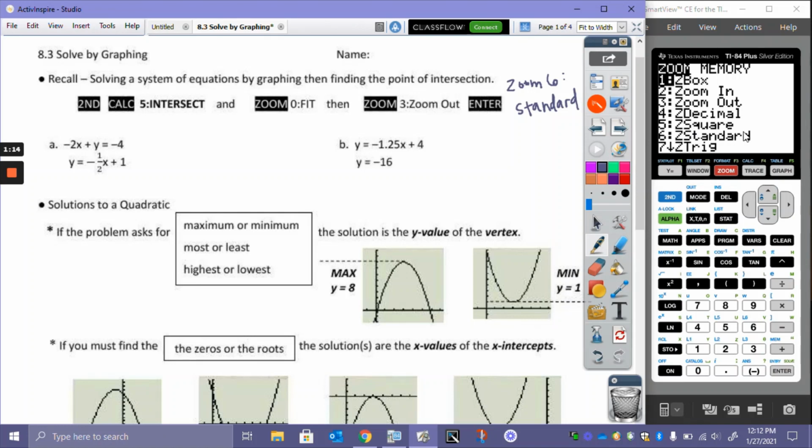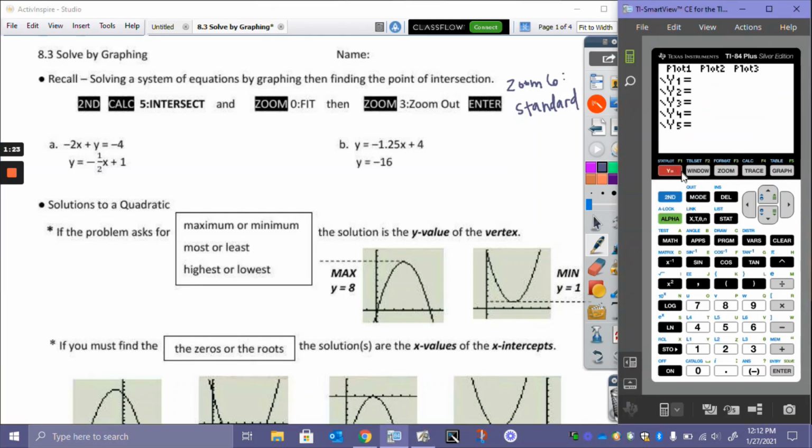Right, so you can look over here and see that. And you'll use that standard a lot. Say you were zooming in or zooming out. To undo it and go back to the regular graph, you would hit zoom standard. So let's practice that a little bit with problem A.